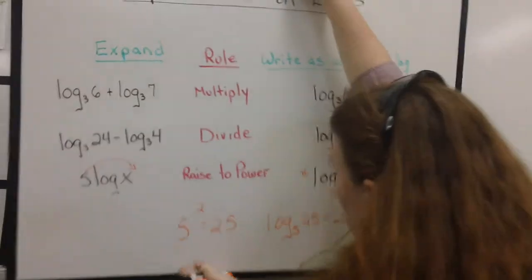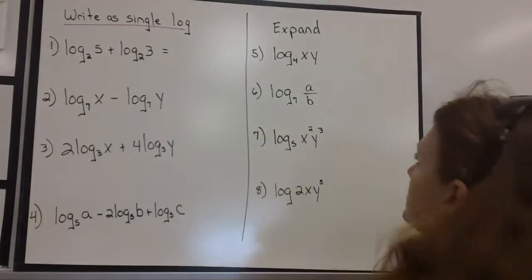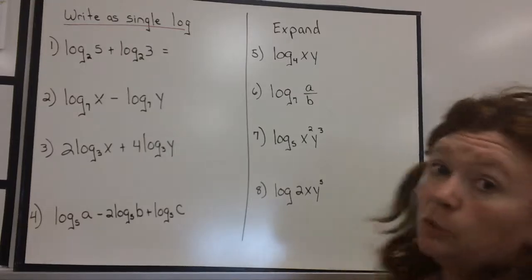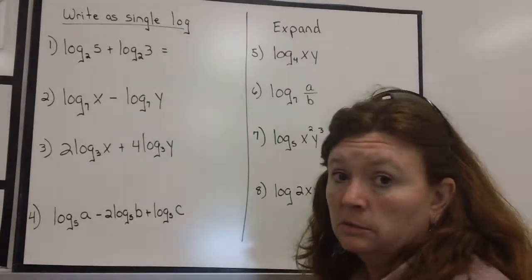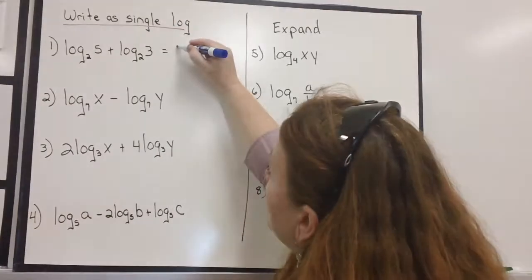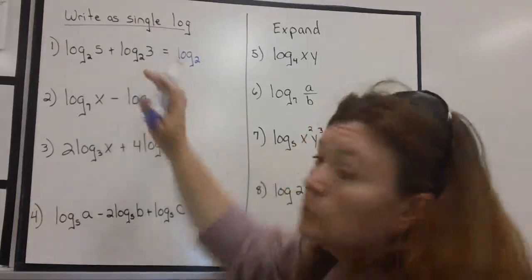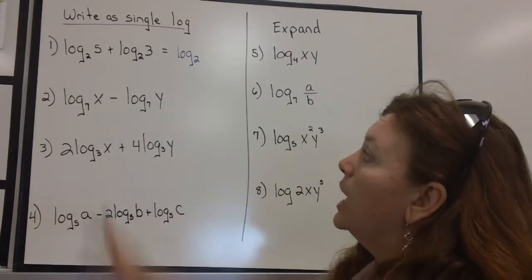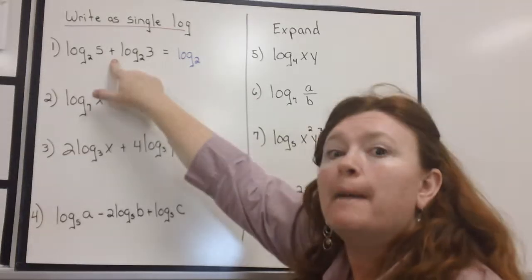I am going to practice some with you. I'm going to use a different color though. I'll use blue. All right, write as a single log. So my answer is going to be a log base 2. Log base 2. That part was easy. Now, I'm adding, so what do I do to the values? I multiply them.